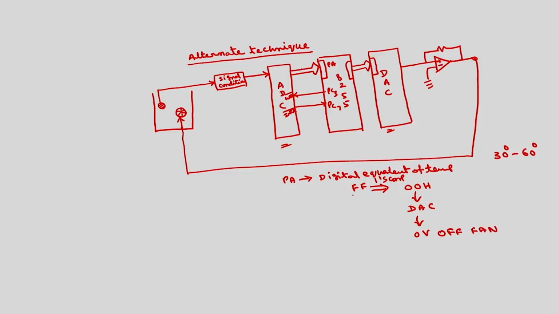On the other hand, if this is 00H, the digital equivalent 00H means the temperature is almost 0. So, I will again take the ones complement of this, so that it becomes FFH. This I will convert using the DAC, and we will get the maximum voltage, plus 5 volts, and this will run the fan at highest speed. Of course, we are going to have a relay from 5 volts to 220 volts, which will operate the 220 volt relay.